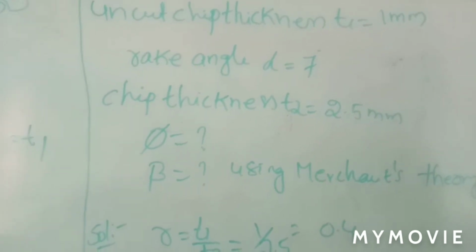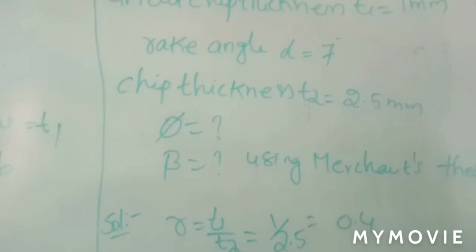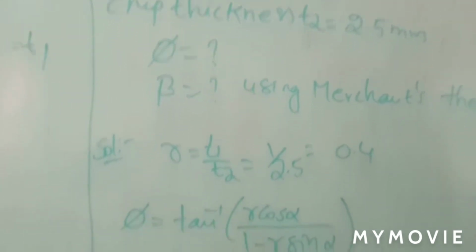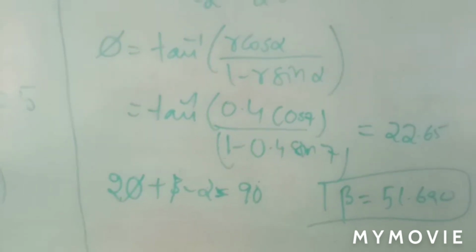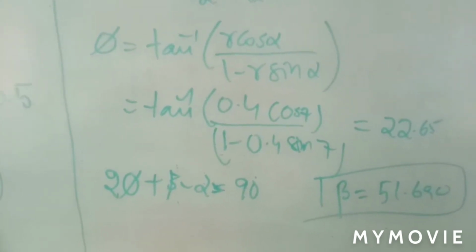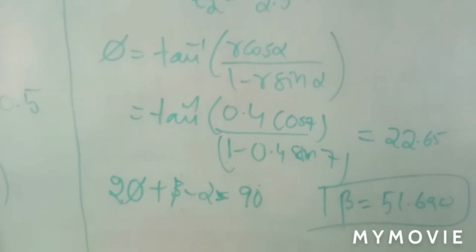First note using Merchant's theory. So write down what is Merchant's theory. Merchant's theory is 2phi plus beta minus alpha, right? That is the Merchant's theory we normally have. So 2phi plus beta minus alpha equal to 90 degrees. That is your Merchant's theory. First write down the Merchant's theory formula. That is the first step.